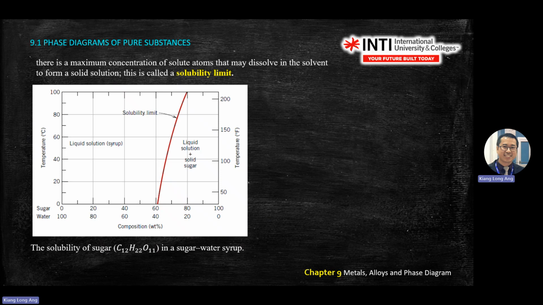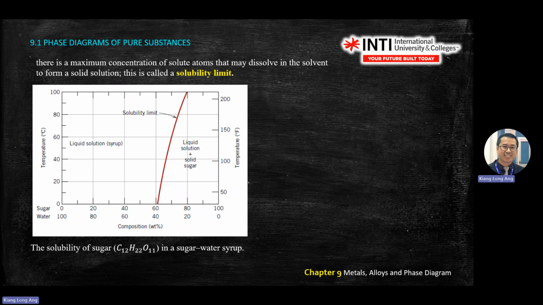Y-axis is the temperature in Celsius. X-axis is composition percentage, weight percent. So again, if you don't understand what is weight percentage, go to chapter 3 or chapter 4 and find how you calculate this. On the x-axis, try not to make mistakes and not confuse yourself. It will tell you sugar and water. Sugar 0%. As you move towards the right, your sugar content increases.